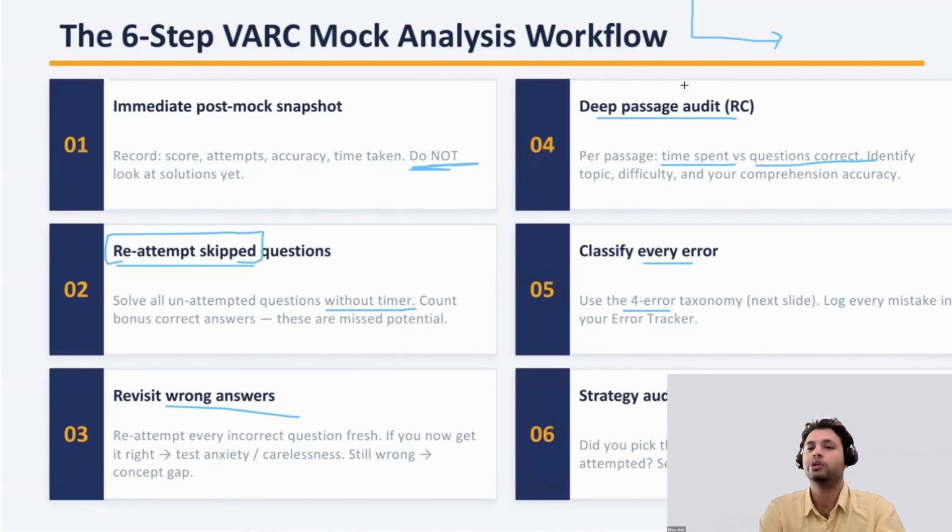But the idea is that you do a deep audit of the entire paper. This just says "paragraph" as is, but this basically means the entirety of the paper. You need to understand how much time you are spending and how much you are scoring against that time, right? Similarly, based on what you get from there, you classify everything in a 4-error taxonomy: type 1, type 2, type 3, type 4. We'll talk about it in a bit, right? And then you make a plan for your next mock, right?